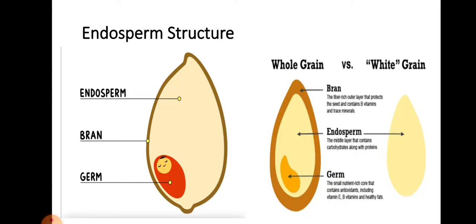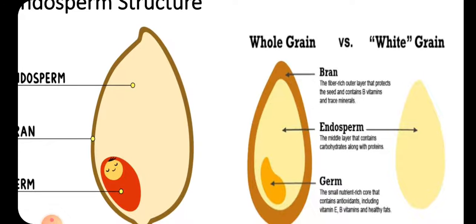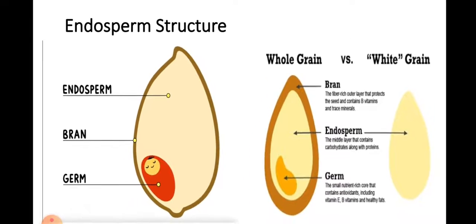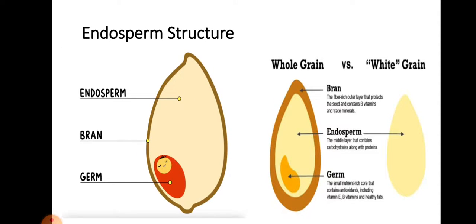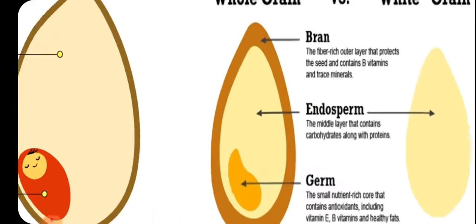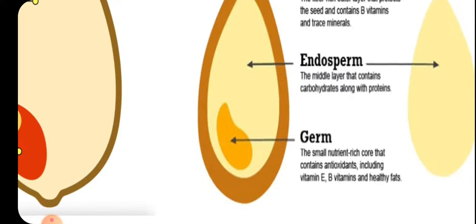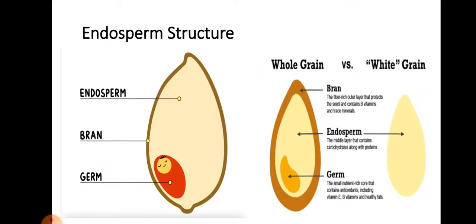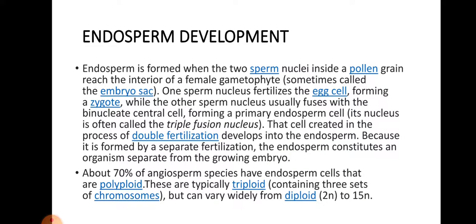So bran is the fiber rich outer layer that protects the seeds and contains vitamin B and trace minerals. Then the endosperm is the middle layer that contains carbohydrates along with proteins, which means the endosperm contains high nutrition. Then germ is a small nutrient rich core that contains antioxidants including vitamin E, vitamin B, and healthy fats. So here you can see the structure of endosperm. Okay, next, endosperm development.